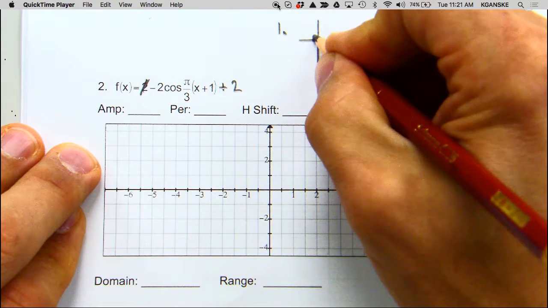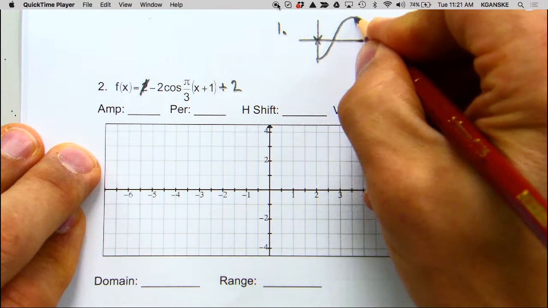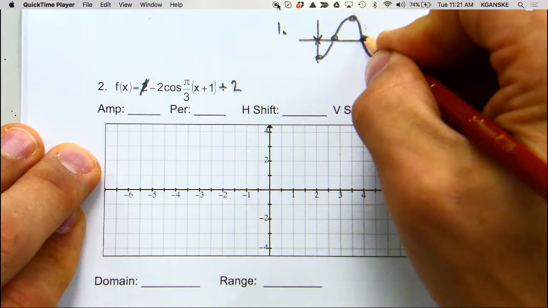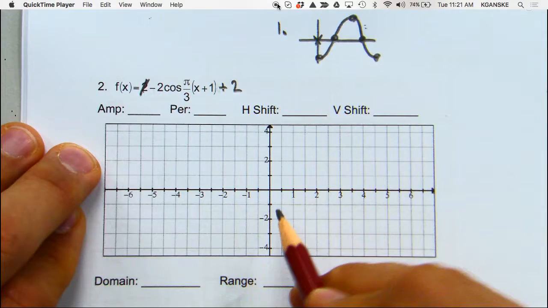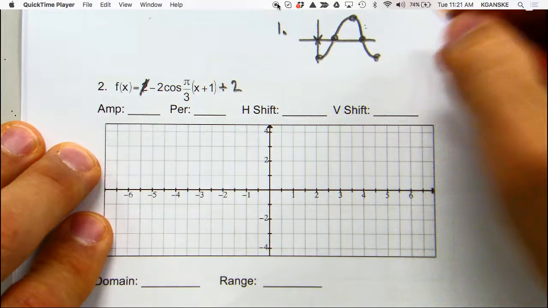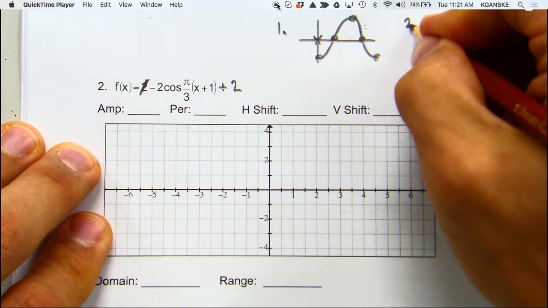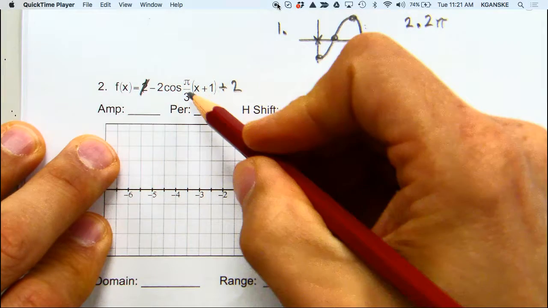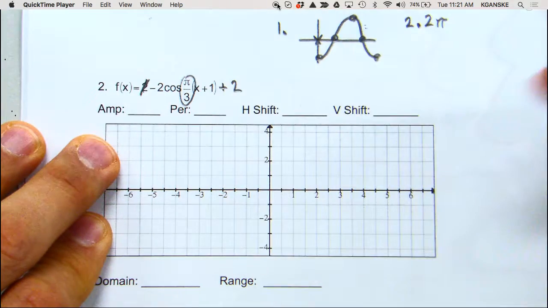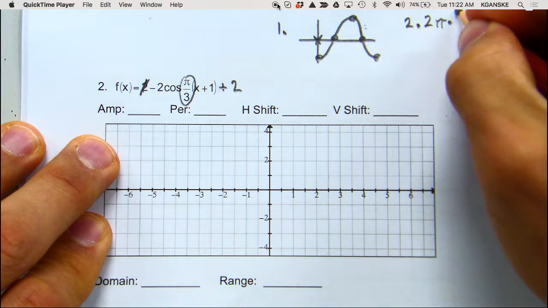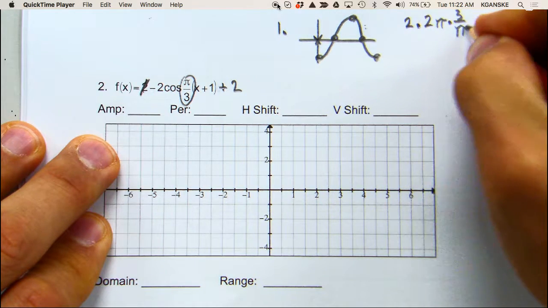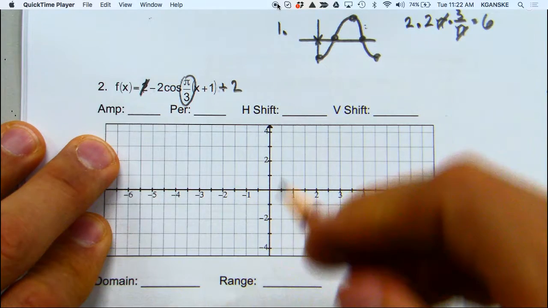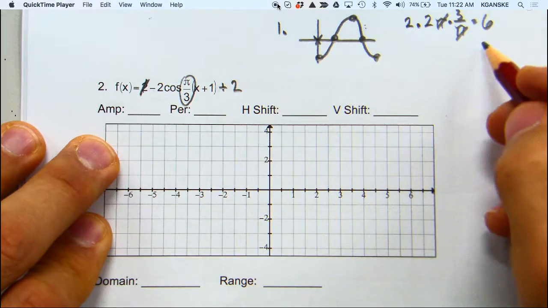So I know that my anchor point's here, but I'm starting like this. So I want to see some version of this picture here in the end. Okay? The second thing I'm going to do is handle my period. So 2 pi times the reciprocal of this number out in front is going to give me my period. So it looks like that's going to give me 3 over pi, which gives me 6. Okay, so that's going to be my period.